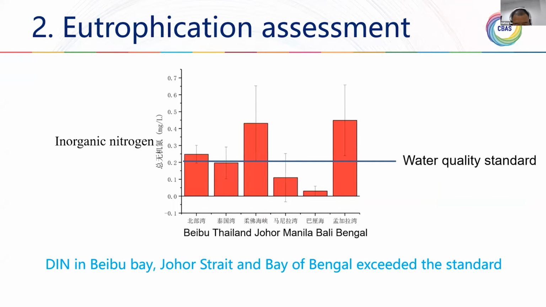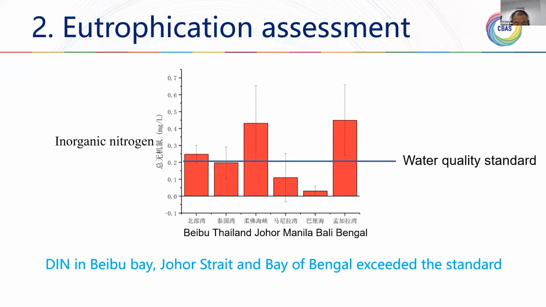Here are the results of inorganic nitrogen, the sum of nitrate and ammonium, in 6 study areas. In each area, we collected surface and bottom water samples from at least 10 stations. So these red columns refer to the average values, and the bars represent the standard deviations. The water quality standard in terms of inorganic nitrogen is the same in China and ASEAN countries, indicated by the blue line.